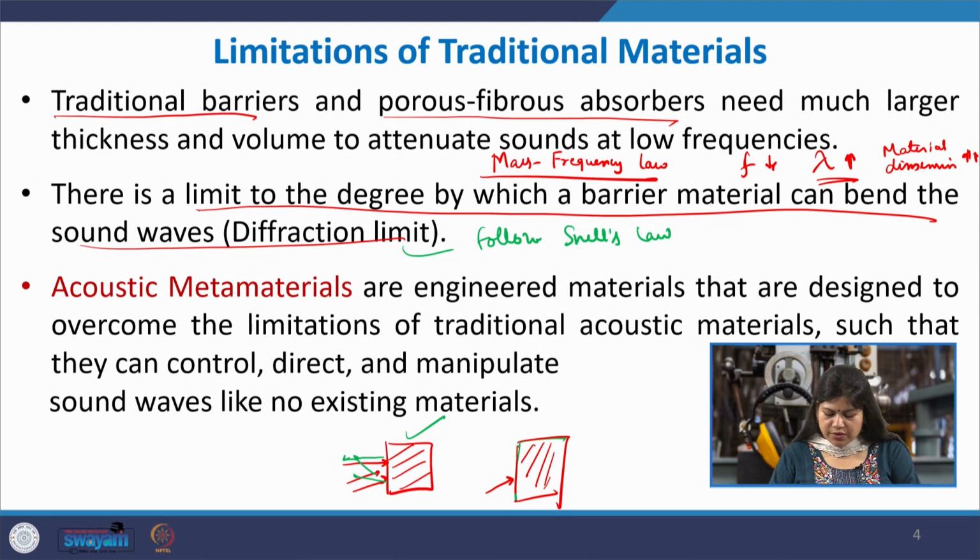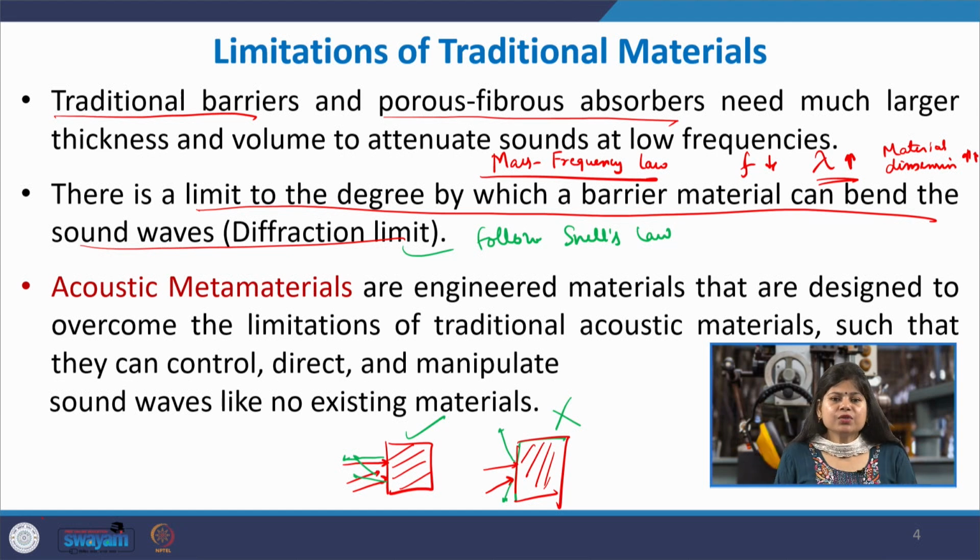It is going to revert it in the other way, or maybe some kind of wave is coming like this, and it is going to divert it in a much larger way, or something like that. So, extreme levels of bending cannot happen. There is a limit to which the sound waves can be bent, because they have to follow the diffraction limit, they have to follow Snell's law. So, traditional materials have only a limit till which they can bend and manipulate the sound waves.